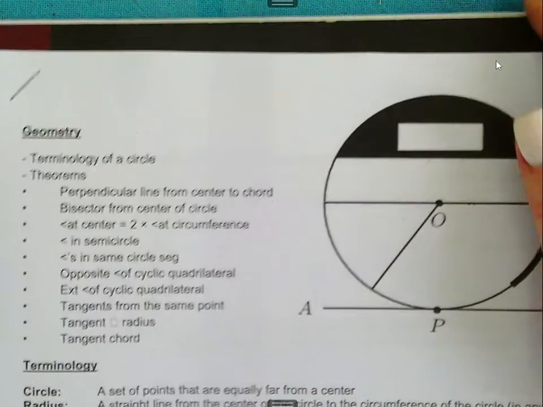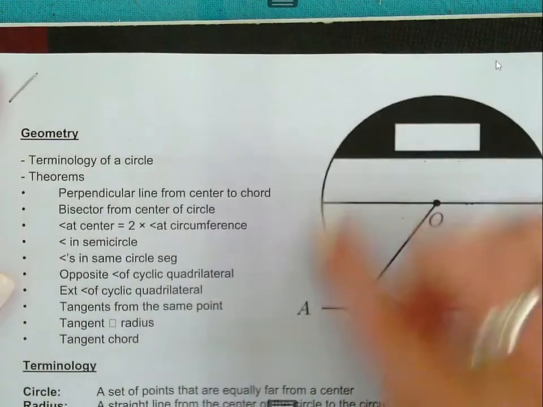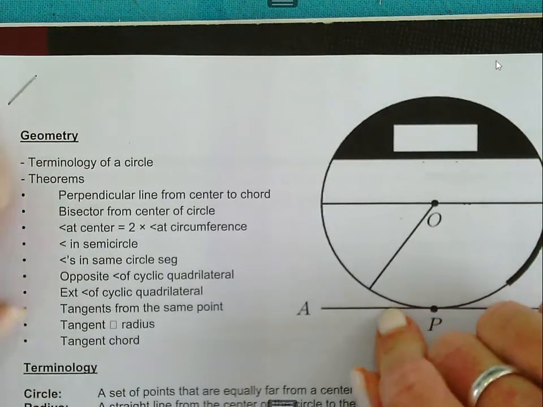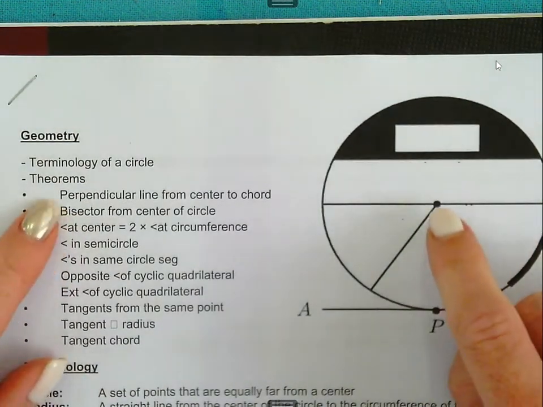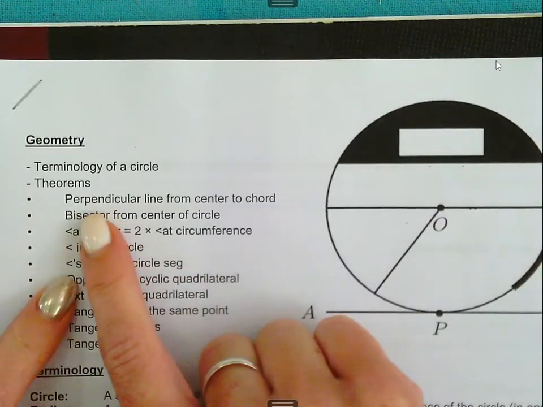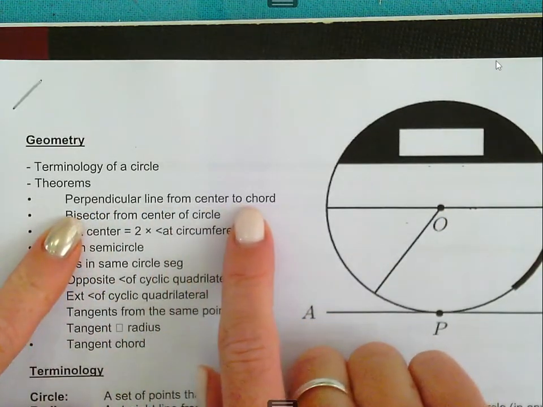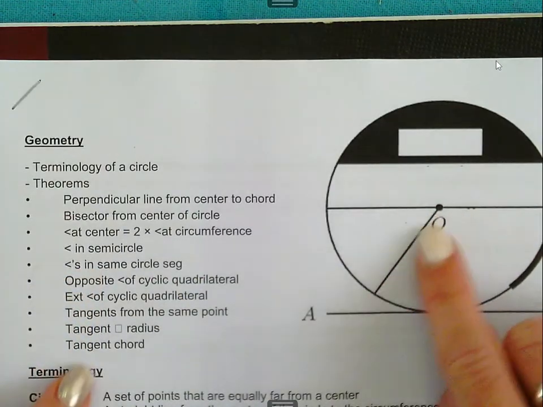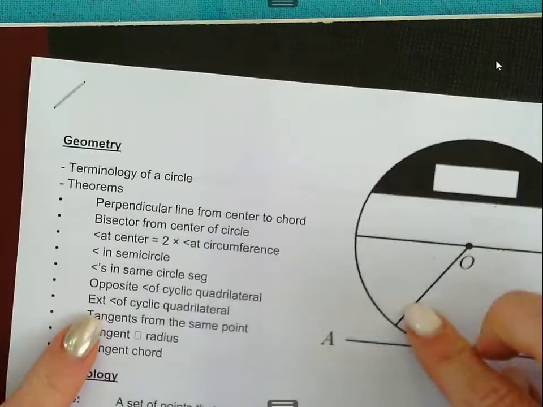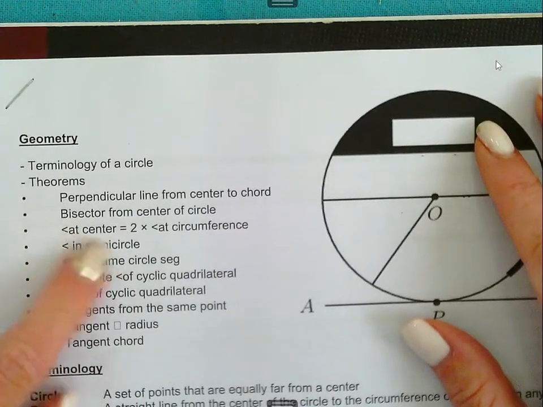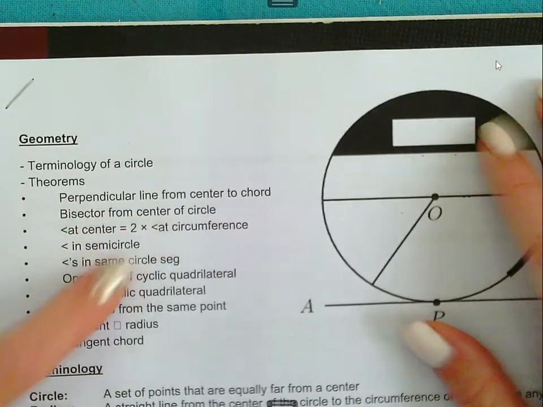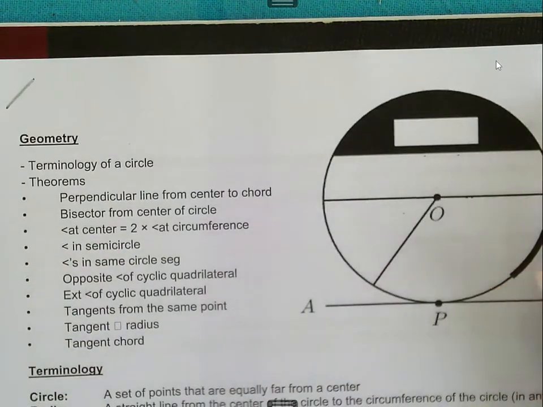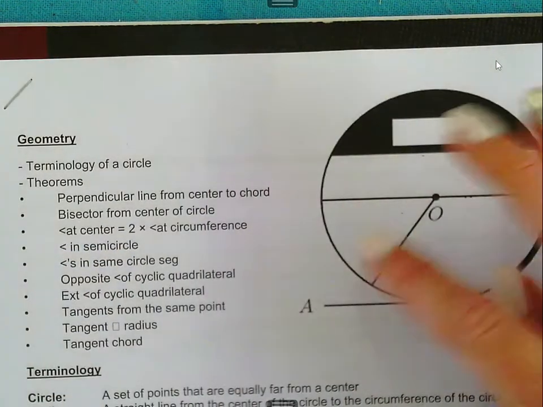The first thing we need to know is the terminology of a circle. It was also on the investigation yesterday. The first thing we're going to go through is a perpendicular line from the center to the chord. We're going to see what happens there. The bisector from the center of the circle, we're going to see what happens there. Angle at the center equal to 2 times angle at the circumference. We're going to look at that one.